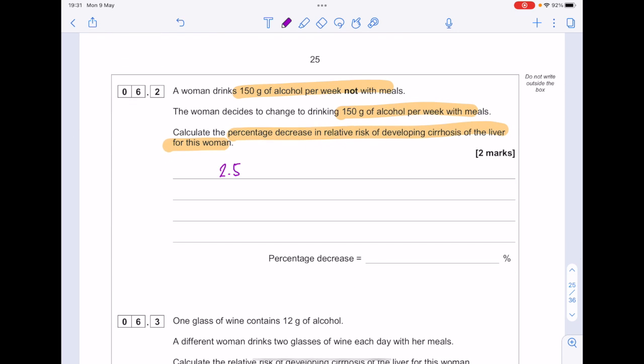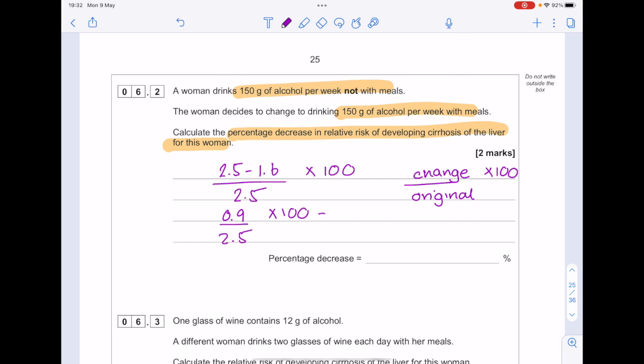So 2.5 minus 1.6. You want to divide it by the original value, which is 2.5, and then multiply it by 100. So remember, to find out the percentage decrease, you do change over original value times 100. That's what I'm doing here. So 0.9 divided by 2.5 times 100 equals, to three significant figures, 35.3%. Don't worry if you've got a slightly different answer. There's quite a range of answers they'll accept here.